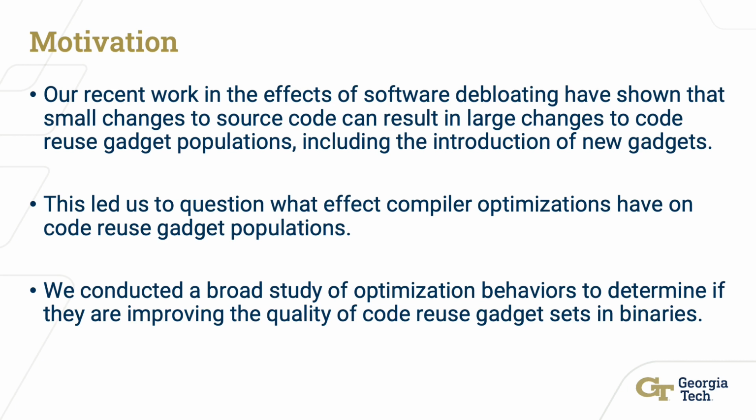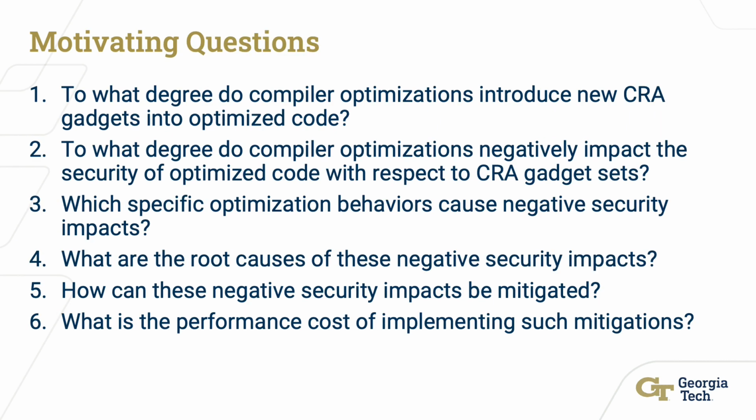To answer this question, we started by conducting a broad study of optimization behaviors to determine if they're improving the quality of code reuse gadget sets and making the job of an attacker easier. Specifically, we seek to answer the following 6 motivating questions. In the interest of time, I'm not going to read these now, but we will cover them on later slides.